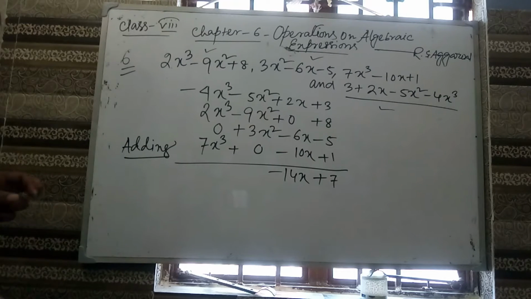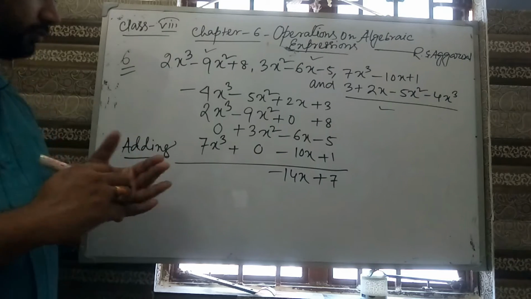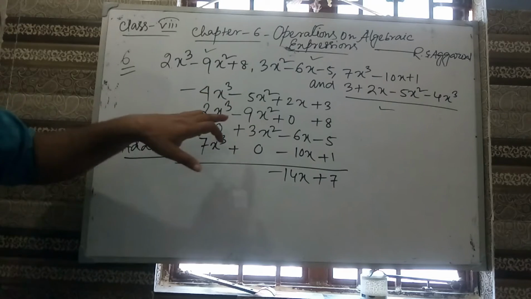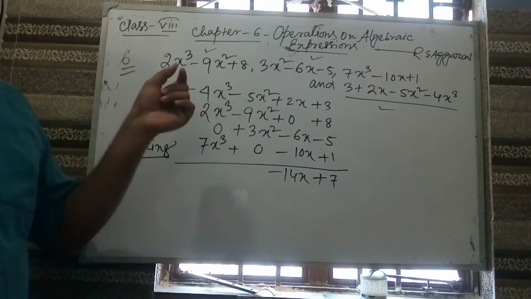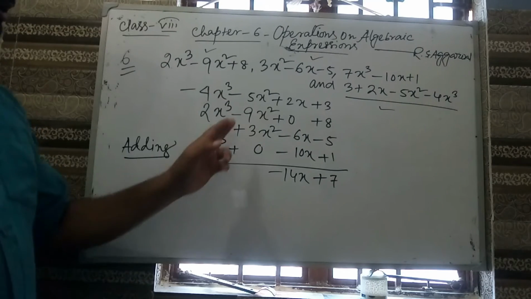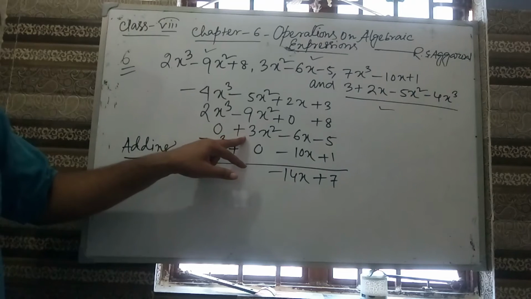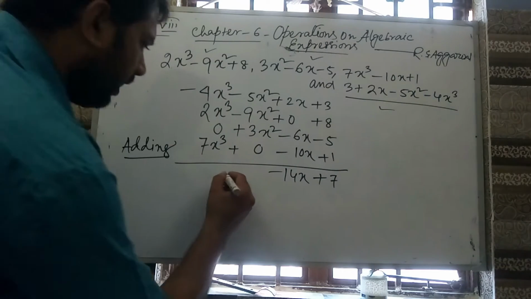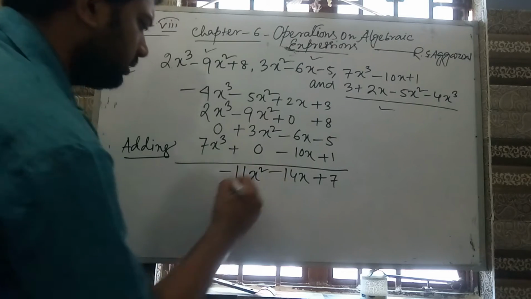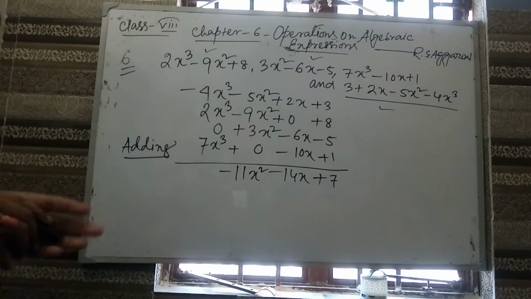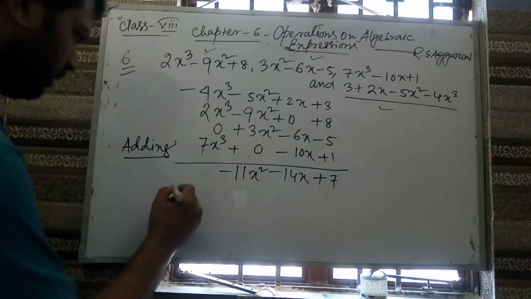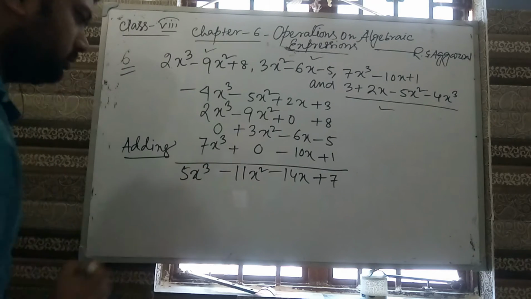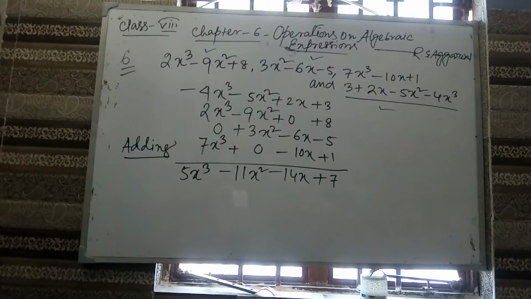Any doubt? Next one, minus 5x square minus 9x square. Same sign, so we have to add them. So it will be minus 14x square. Minus 14x square and plus 3x square, so it will be minus 11x square. For the last one, plus 2 plus 7, so plus 9, plus 9x cube minus 4x cube. So it will be plus 5x cube. Your sum is done.